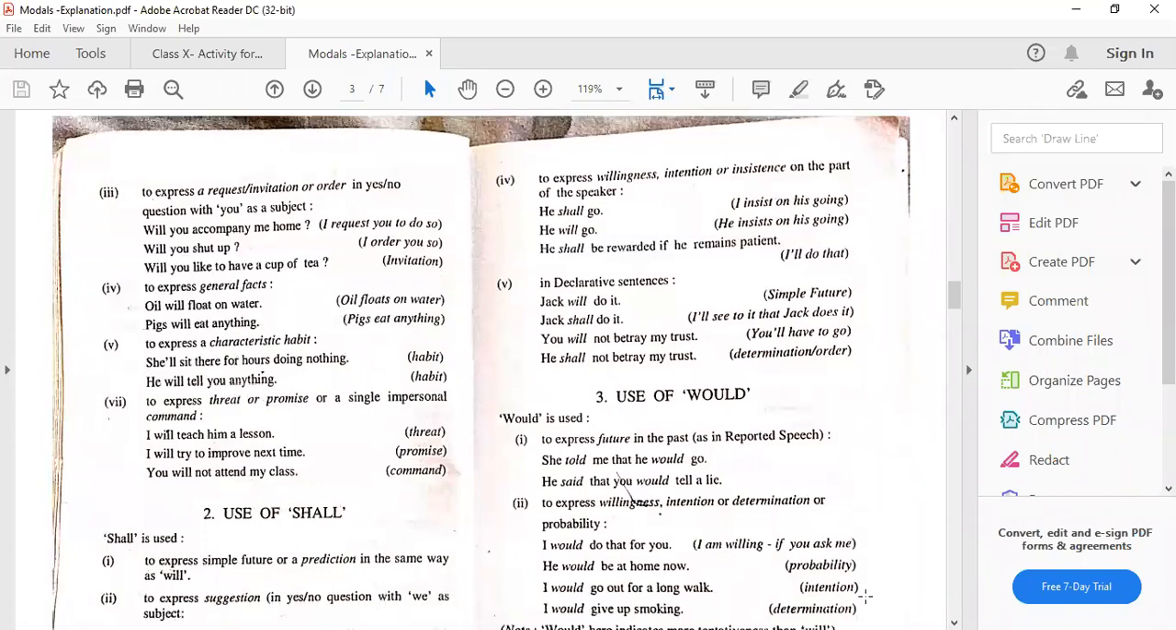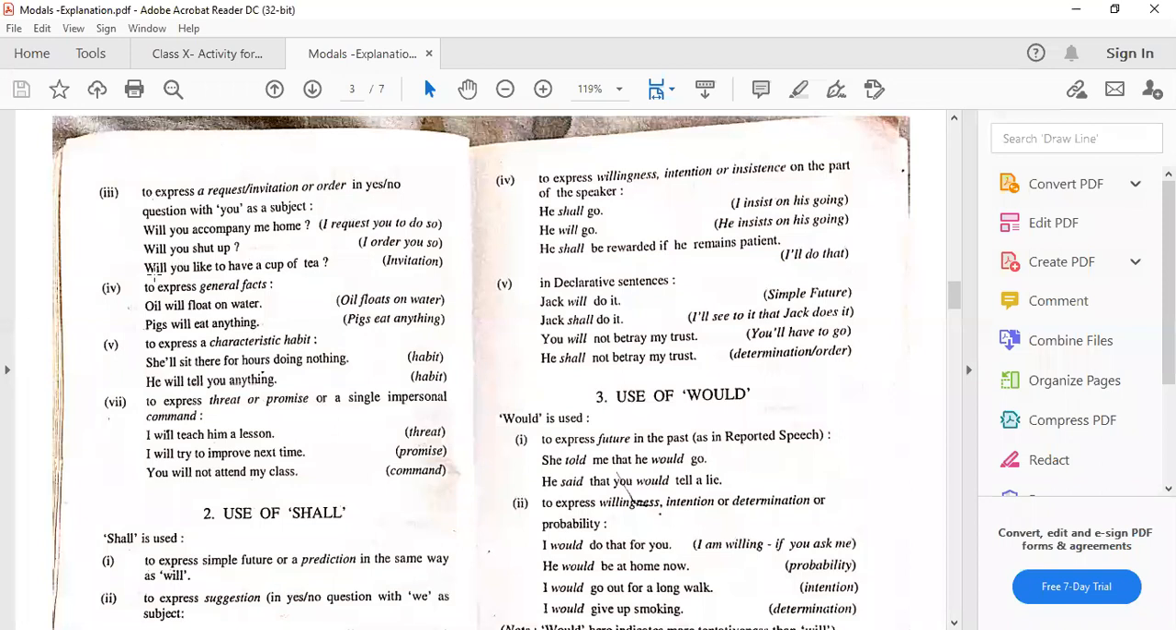You want to express any request, you want to give an invitation, or you want to give an order, and you expect the answer in yes or no, with you as subject. In yes no questions with you as subject. Will you accompany me home? You request, I request you to do so. Will you shut up? Order की form है. Will you like to have a cup of tea? Invitation. So to show any request, invitation, and order in yes no questions, that means helping verb question form है, where you is used as subject.